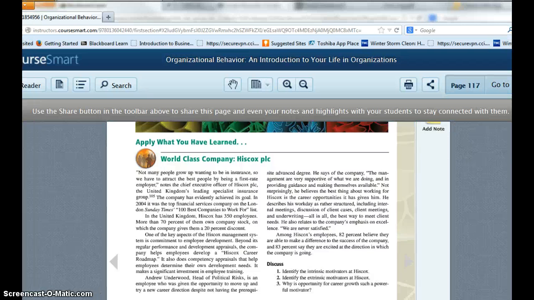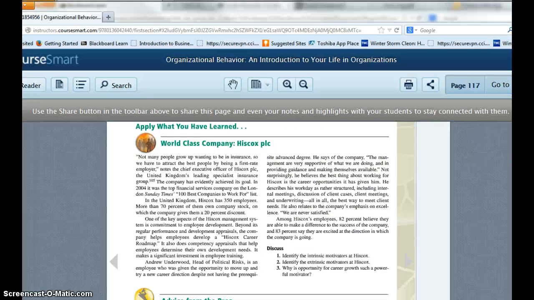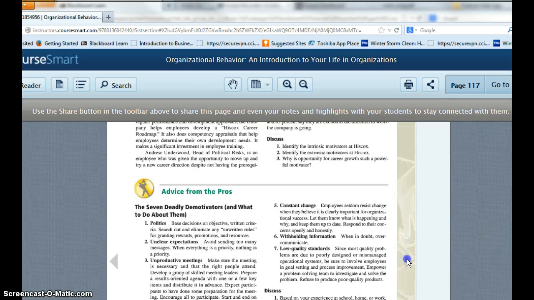It's an article regarding this company called Hiscox, and you're going to read about motivational issues at that firm. And then at the end of this short article, you're going to identify the intrinsic motivators, extrinsic motivators, and discuss why career growth is a powerful motivator at this firm and at other firms.